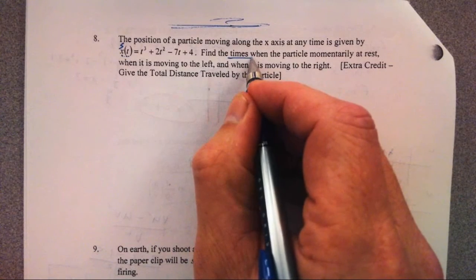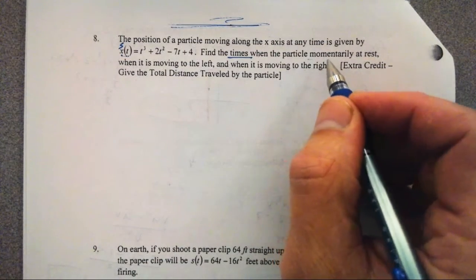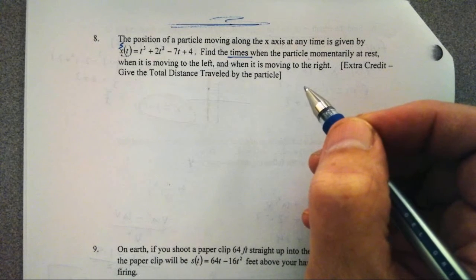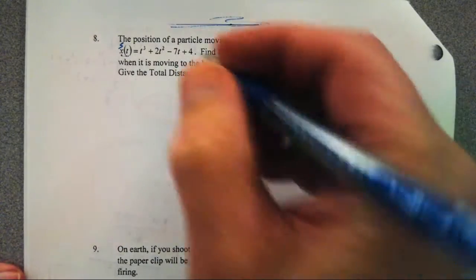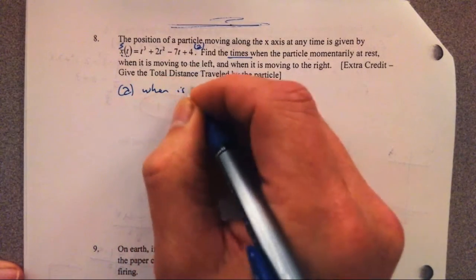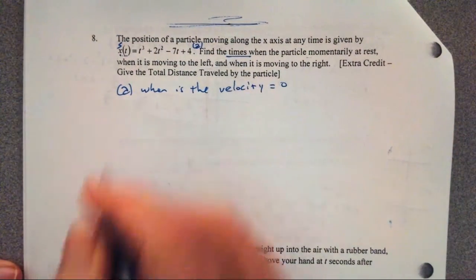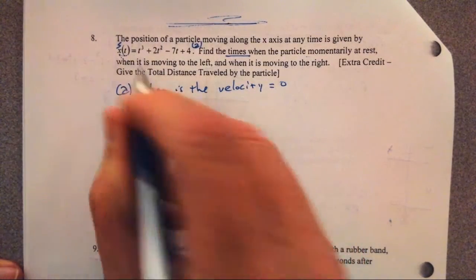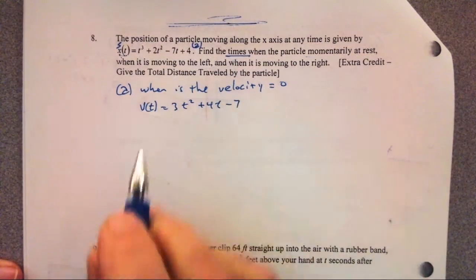Find the times when the particle, or our squirrel, is momentarily at rest. Now, I could take a snapshot of the squirrel's position and then an instant snapshot right after it and see if the squirrel's moved. But what I'd really like to be looking at is the velocity. Part A is asking, when is the velocity equal to 0? So I want the velocity formula. Velocity is the first derivative of position. So that is 3t squared plus 4t minus 7.